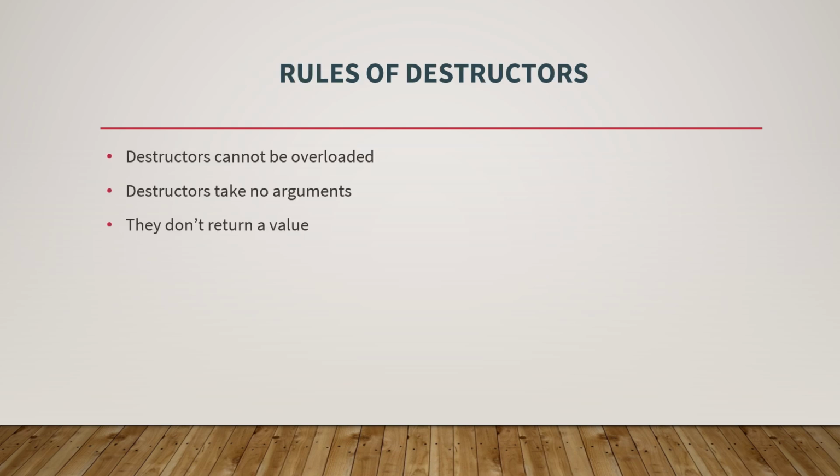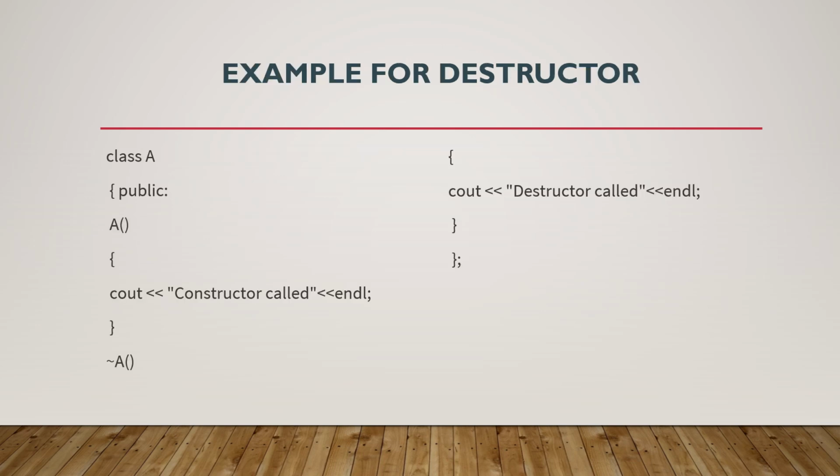The rules for destructors are it cannot be overloaded, it cannot take any arguments, and it doesn't return a value. These are the rules for stating a destructor. This is an example illustrating a destructor. Here we have three A's. First A is the class name A, next is the constructor A, and next is the destructor A. This destructor is represented using tilde symbol.